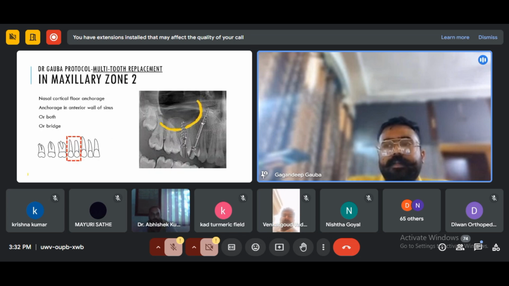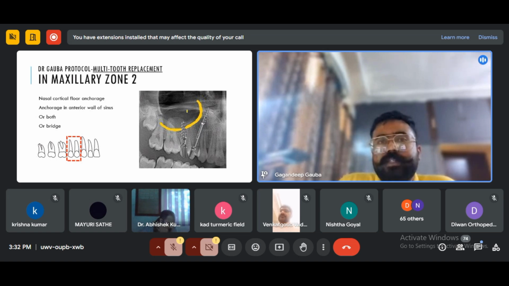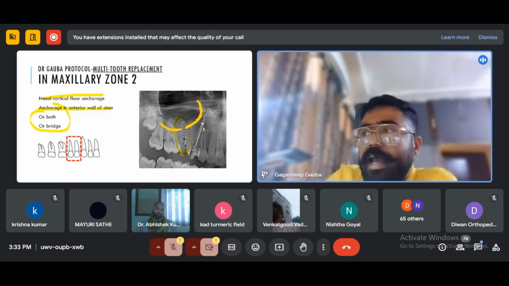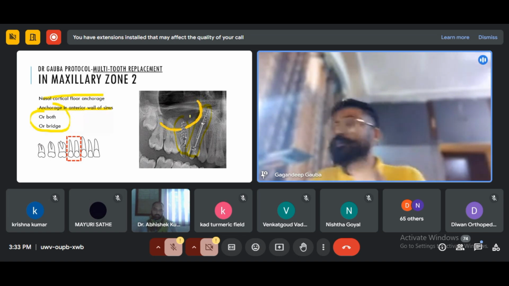In zone 2, when we have to replace both the premolars, we have two options. Like I told you in the previous slide on single tooth replacement, we can engage the nasal cortical floor, we can take the anchorage from the anterior wall of the sinus, or we can do both. Like in this case, this is a smooth surface compressive implant with Bonenkar. We will be talking about this in the coming slides, right? And this is a basal implant. So I have placed this implant in the canine bypass fashion. This is one of the standard configurations that we can see.